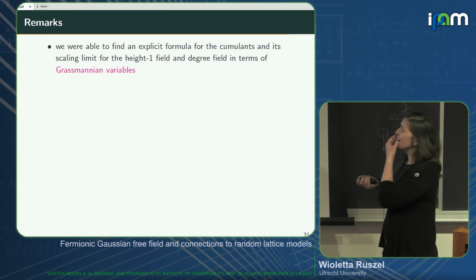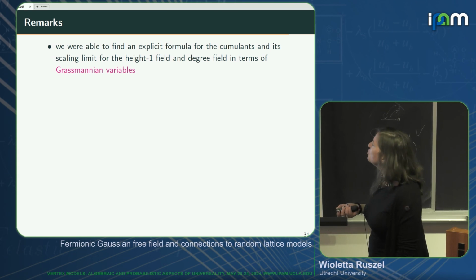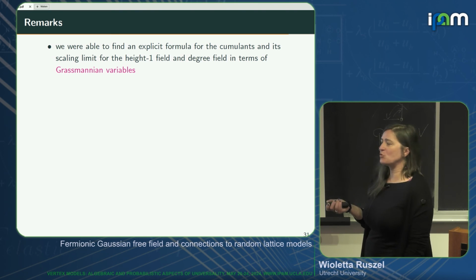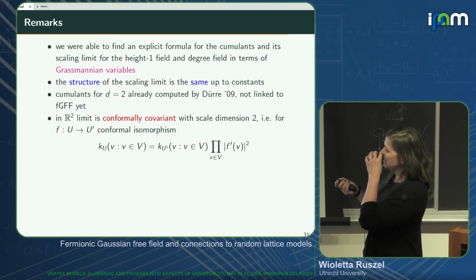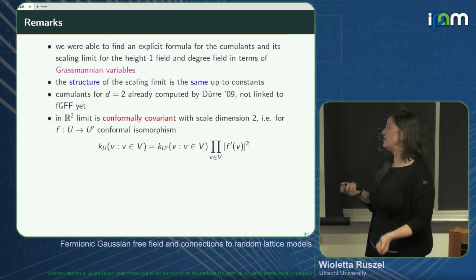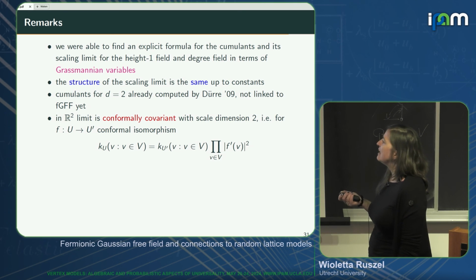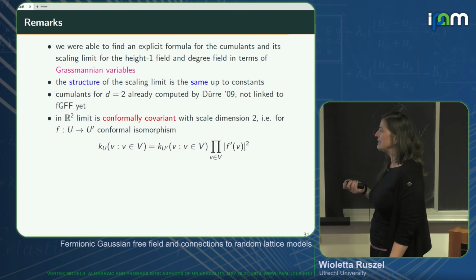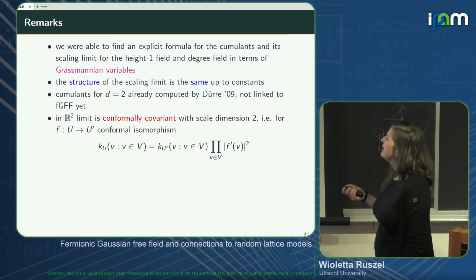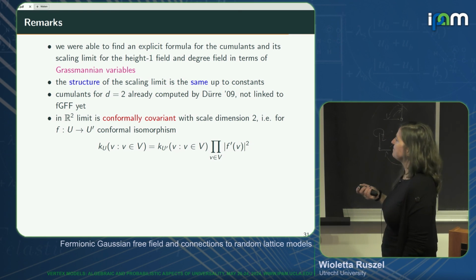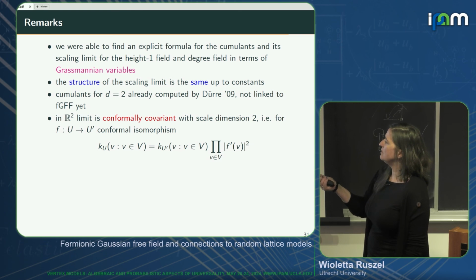Right. Okay. So remarks. We were able to find an explicit formula for these cumulants and the scaling limit for this height 1 field in terms of Grassmannian variables. The nice thing is that the structure of these cumulants in the scaling limit for the UST and for the height 1 field is the same up to constants. The final formula for the cumulants in d equal to 2 was already computed by Dürre in 2009, but it was done by very heavy computations, just manipulating the determinants, and not linked to this object. So we linked it to this object, and then could confirm that we got the same formula.